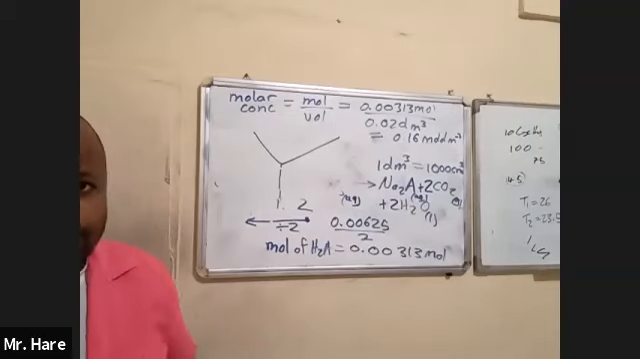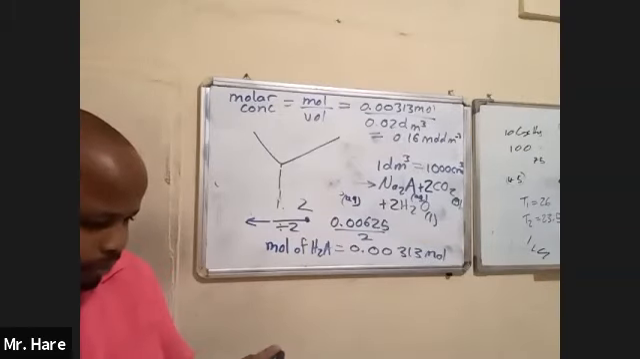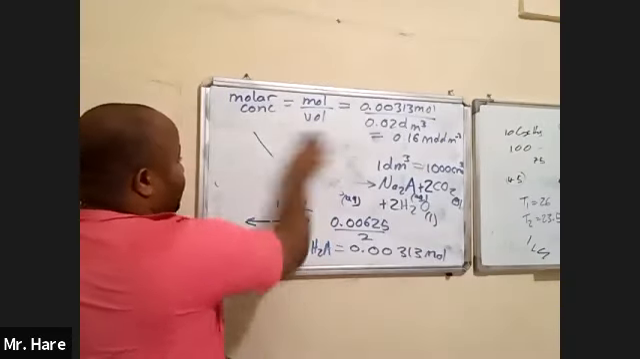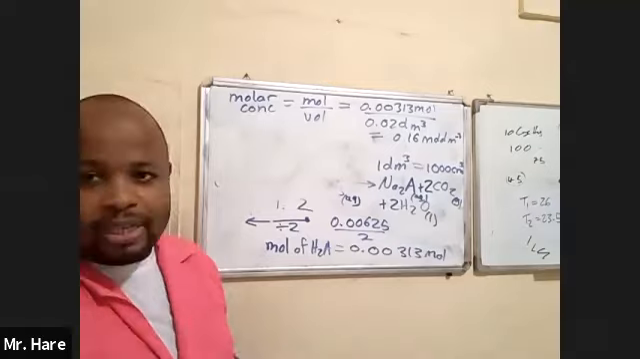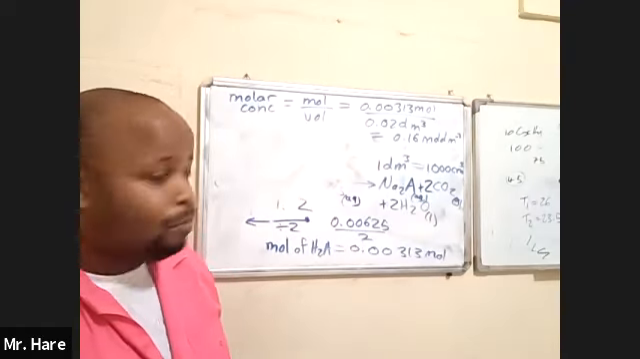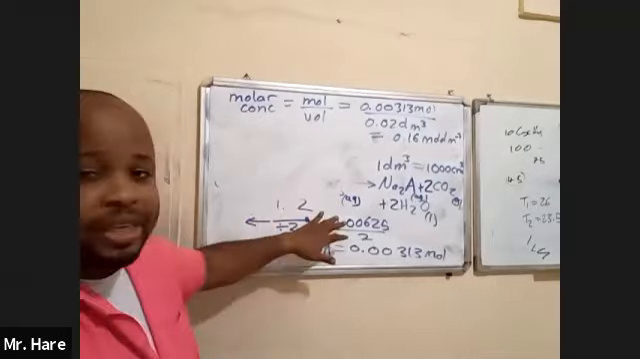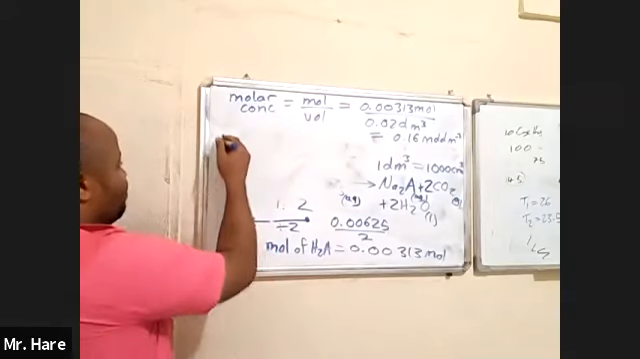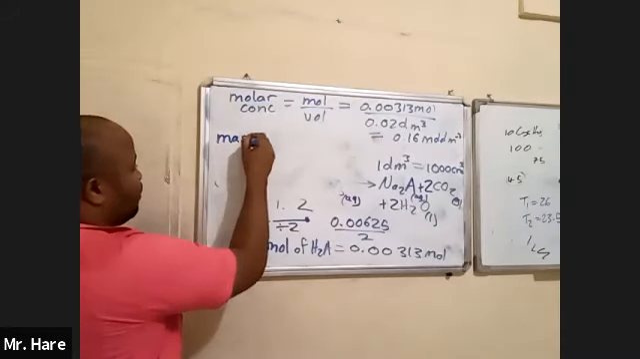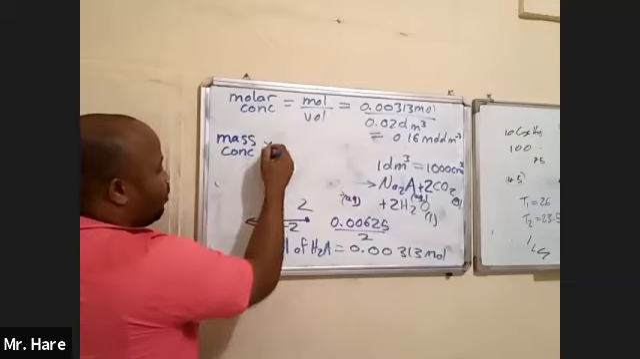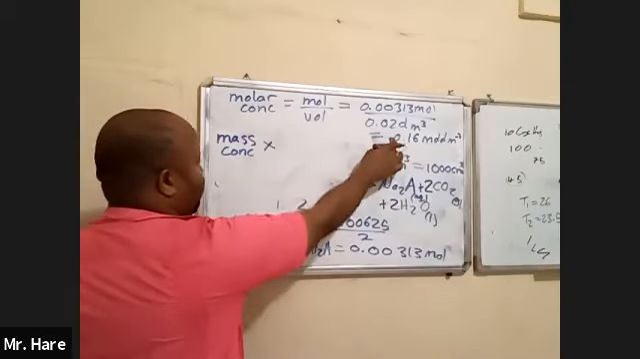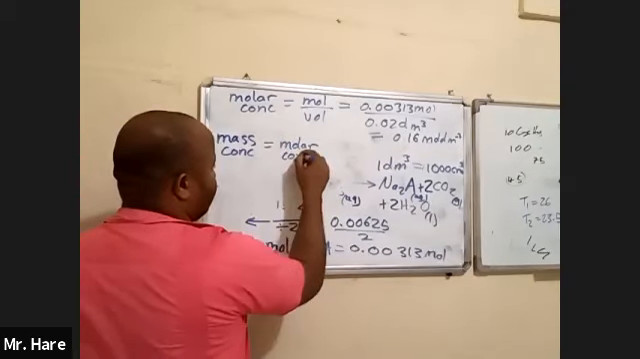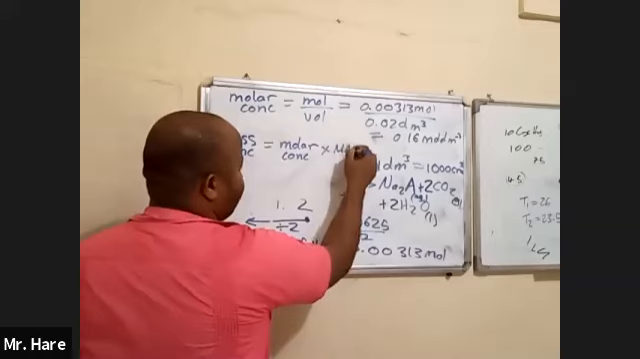Excuse me, sir. What would we do if they ask for mass concentration? Oh, yeah, for mass concentration, mass concentration is mass over volume. But when you do a titration and you calculate the molar concentration to get the mass concentration, you will simply multiply the molar concentration times the molar mass of the compound.